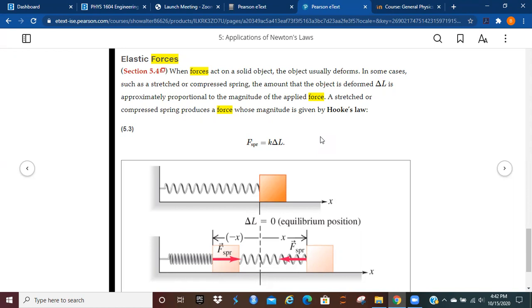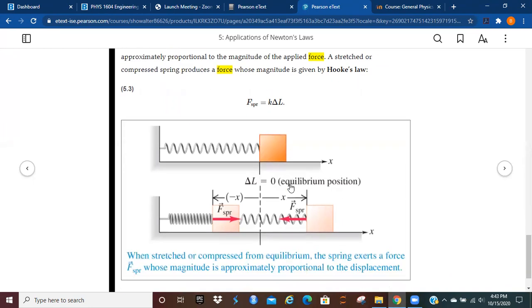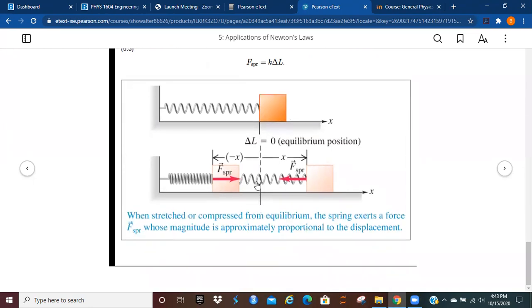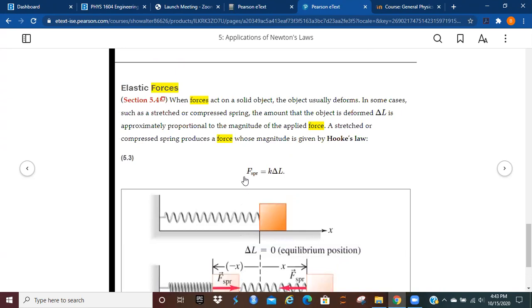So a stretched or compressed spring produces a force whose magnitude is given by Hooke's law, where the spring force is equal to some constant K times the deformation, or delta L. You can see here, this is our equilibrium position. Delta L is equal to 0, but if it's moved out or moved in, you can see the compression of the spring here. As it's stretched out, the spring is going to exert a force whose magnitude is approximately proportional to that displacement.